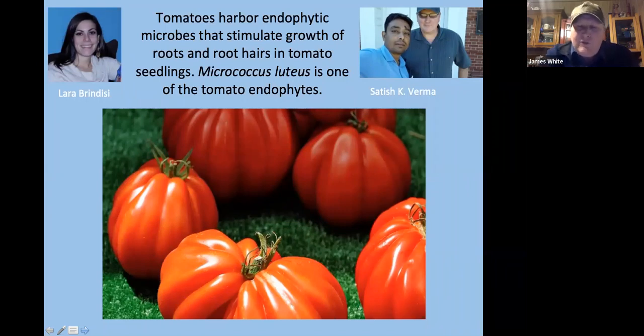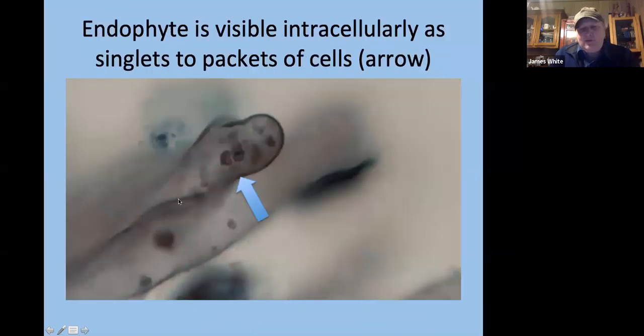Tomato actually will carry in its seed, in its fruit, and on its seed, and we think maybe in some cases, maybe also inside the embryo itself, because it's very difficult to clean all the microbes out of tomato. But we have some endophytes in there. And the endophytes, this is from a seedling. This is actually hairs from a tomato seedling that germinated. So this is on the root of a tomato seedling.